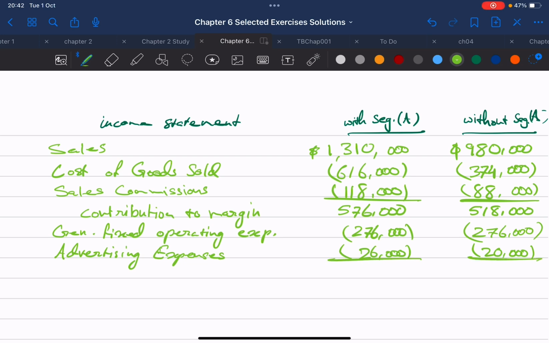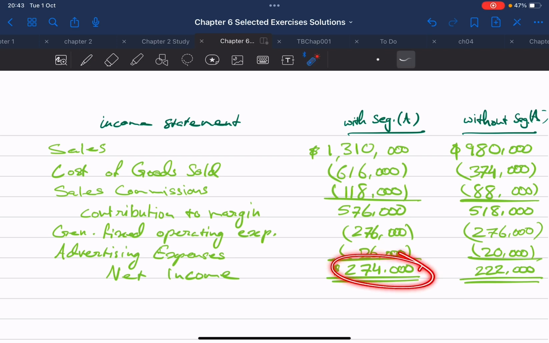Okay. And then we can calculate our net income under both scenarios. I'll quickly run the numbers on my calculator. The contribution margin, including segment A, was 576,000 minus 276,000 minus 26,000. That's $274,000. That would be Buckley Company's net income if they kept segment A. And under the other alternative, which excludes segment A numbers, 518,000 minus 276,000 minus 20,000. That's 222,000.